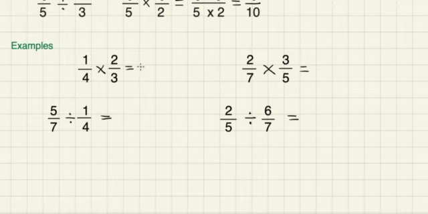Hopefully you've had a go at working this out. This is a multiplication, and the multiplication is quite easy. You just draw the dividing line. You then multiply the numerators, so that's 1 times 2, and you multiply the denominators, 4 times 3. And so this equals 2 times 1 is 2, and 4 times 3 is 12.